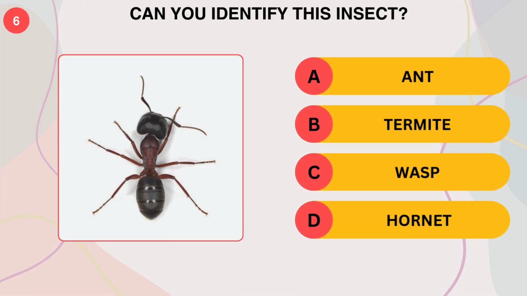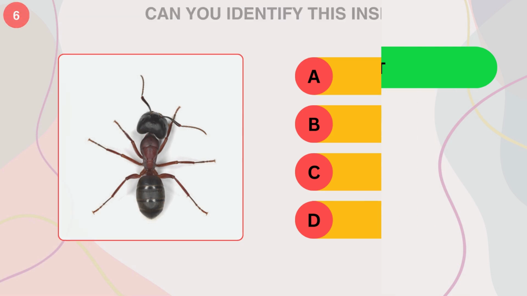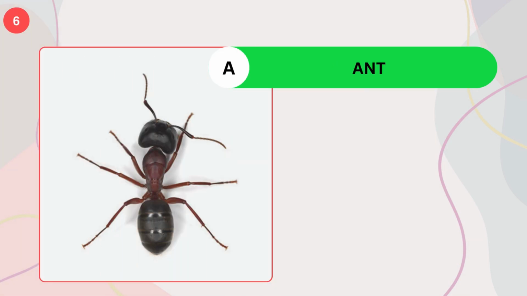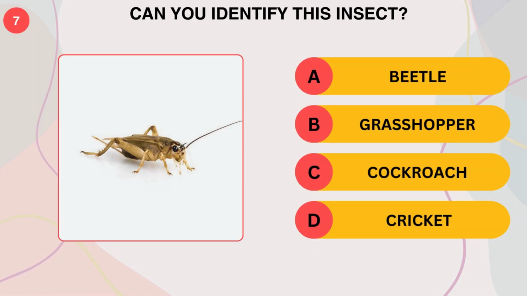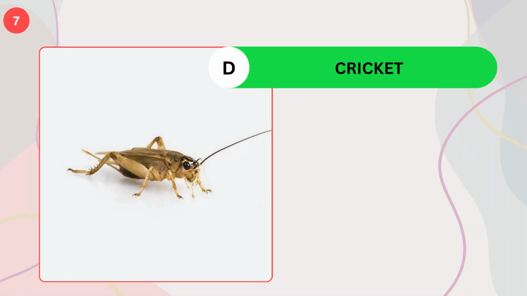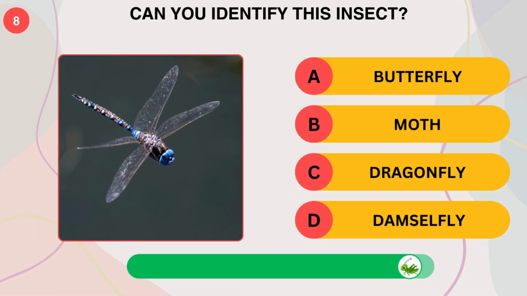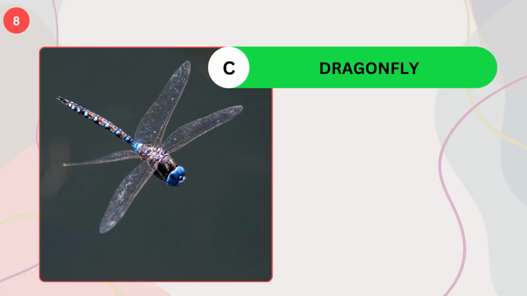Which insect appears in the image? It's an ant. Can you recognize this insect? Cricket. Next image. Can you identify this insect? Dragonfly.